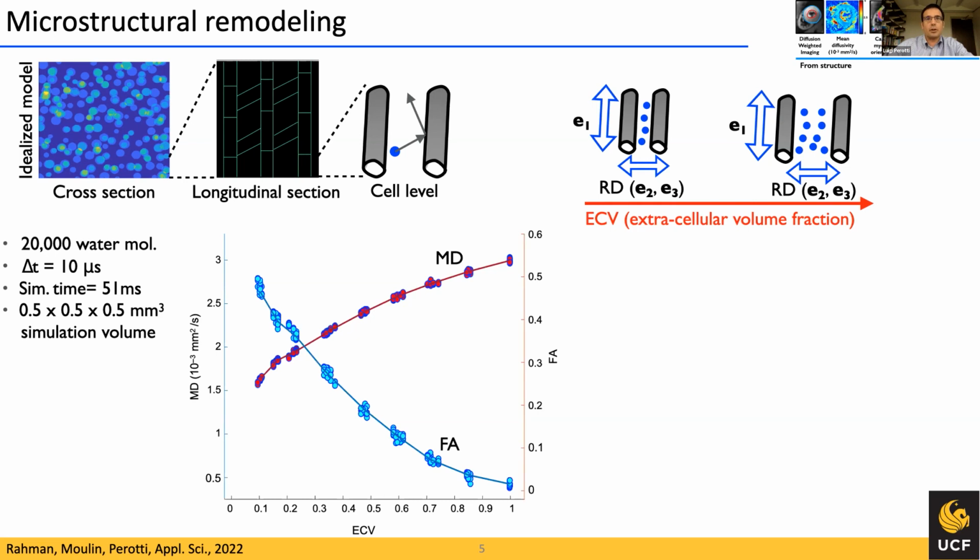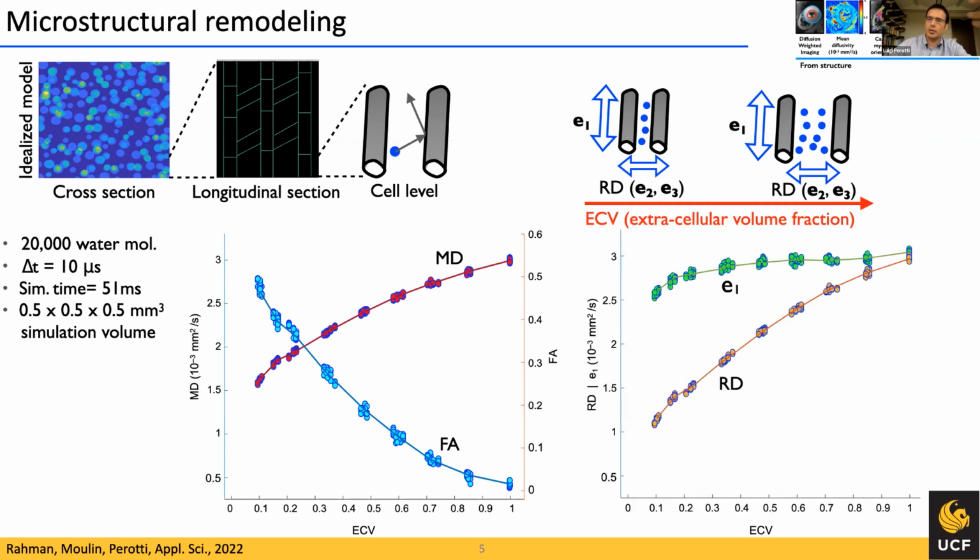So we simulated, for example, mean diffusivity, which of course increases as the extracellular space increases, and fractional anisotropy, which decreases because the material becomes more isotropic. We can also look at the diffusion tensor eigenvalues and the combined measure of these eigenvalues, which we call radial diffusivity. In a couple of recent publications, we advocate that it is a better biomarker that we can derive from diffusion tensor imaging.